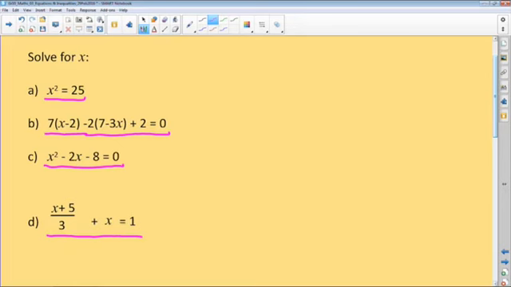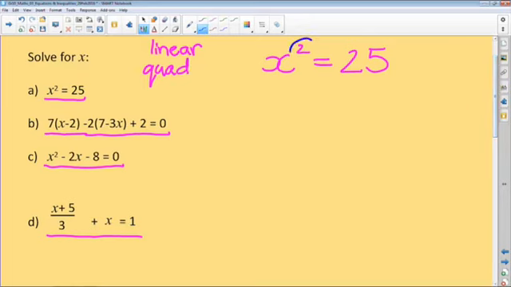The first one we're going to look at is x squared is equal to 25. What type of equation is this? Remember I said there were two types of equations, linear equations and quadratic equations. So which one is this? How do we tell? We've got to look at the degree of the equation, and this one is to the power of 2, which means we've got an x squared. You see, quad and squared, that's how we know it's a quadratic equation.